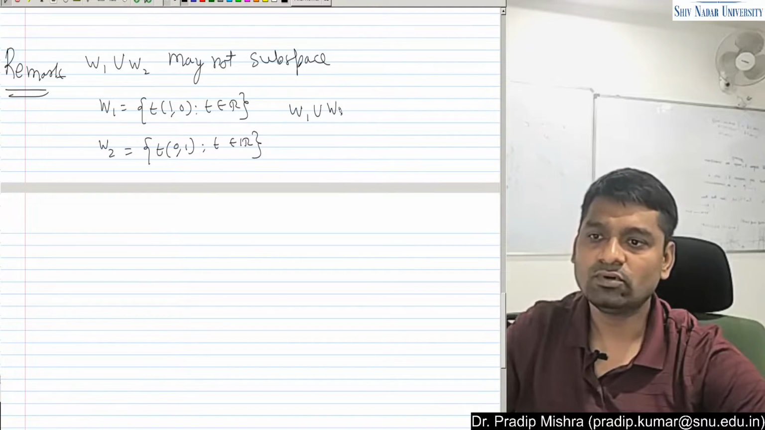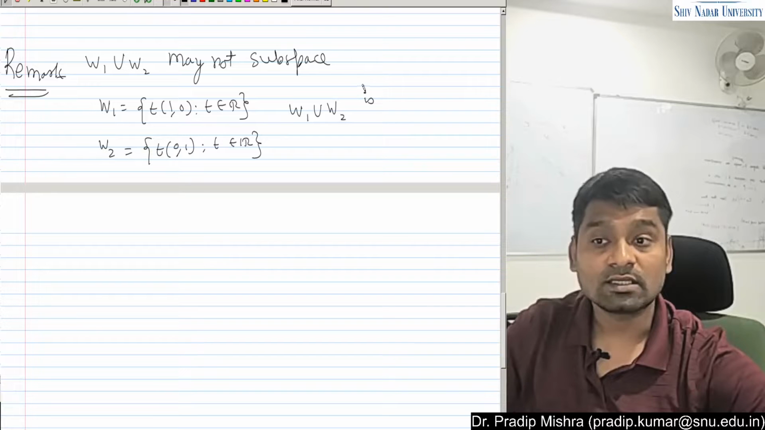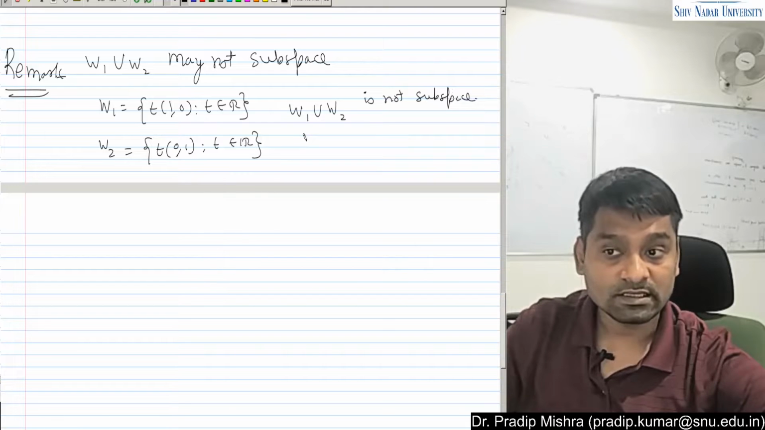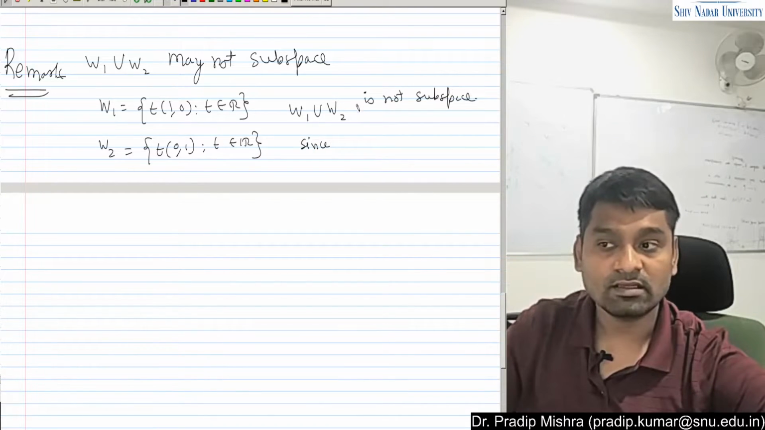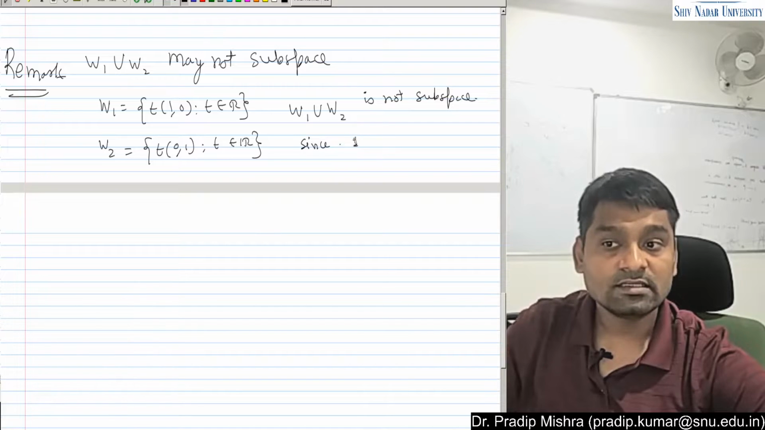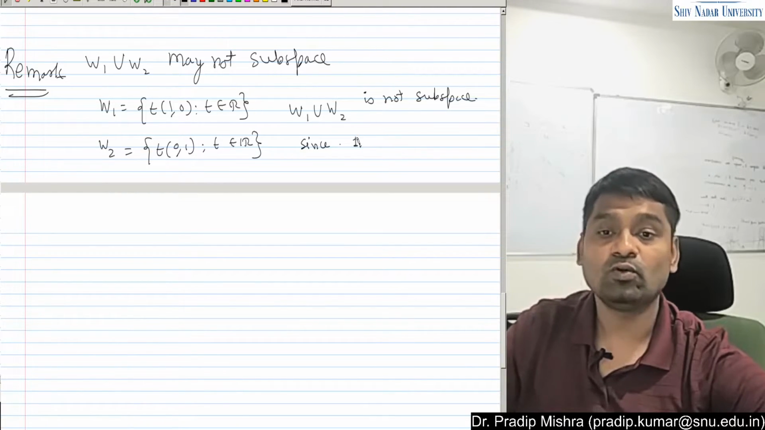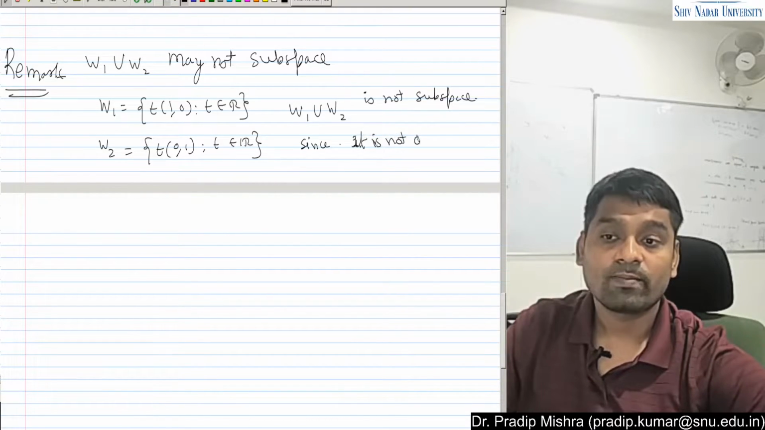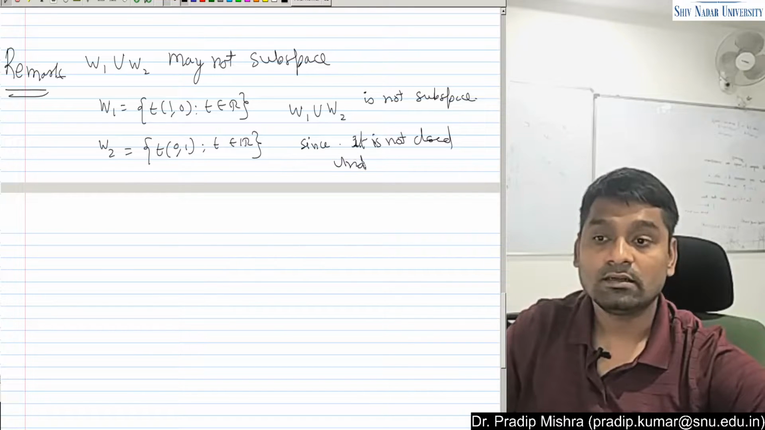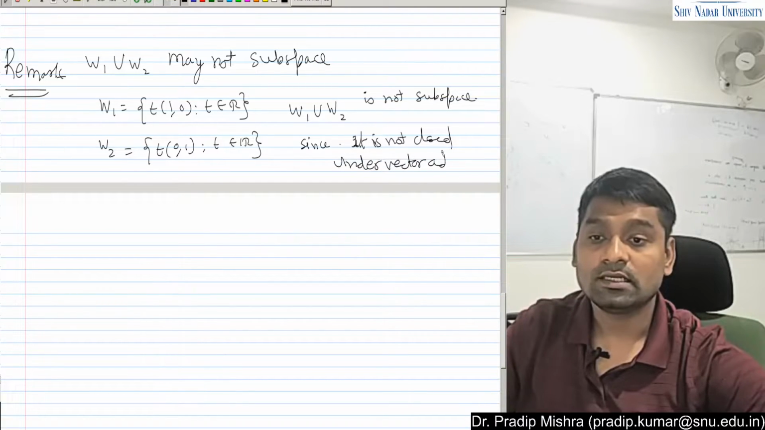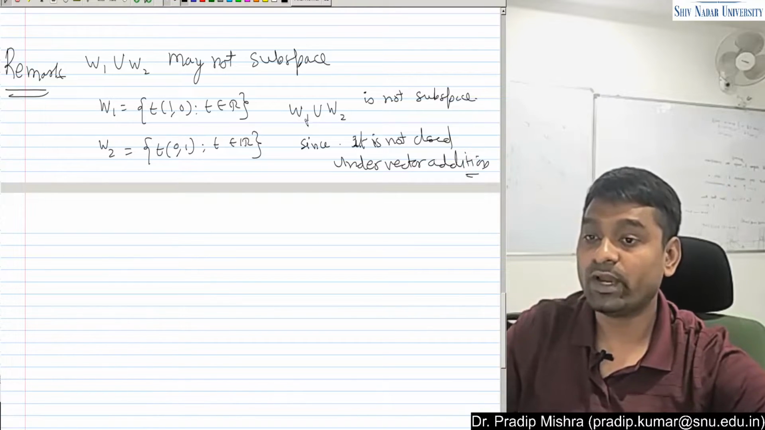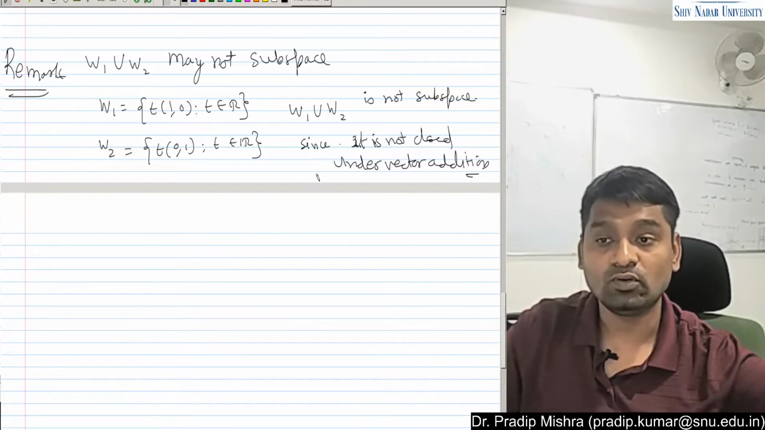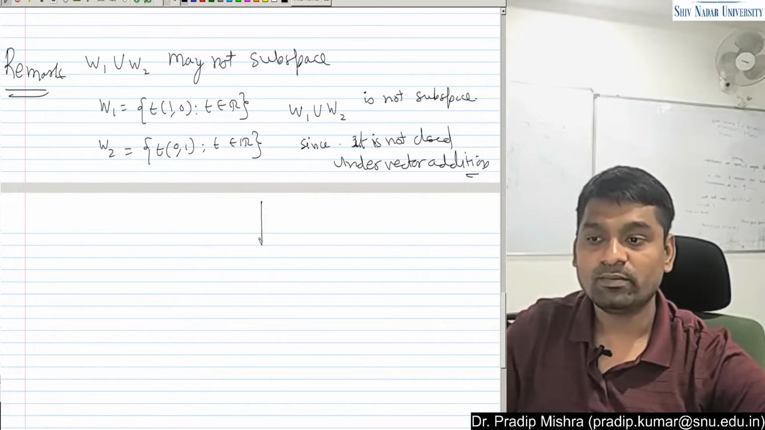What is W1 union W2? W1 union W2 is not a subspace. Why is it not a subspace? You may think for a while. There are many answers, but you can say that it is not closed under vector addition. You have to find two elements in W1 union W2 such that their sum does not lie in W1 union W2.